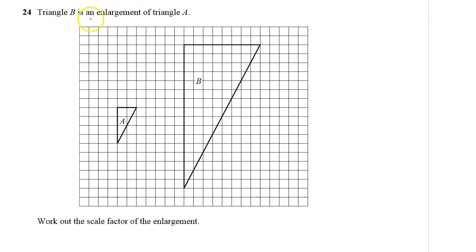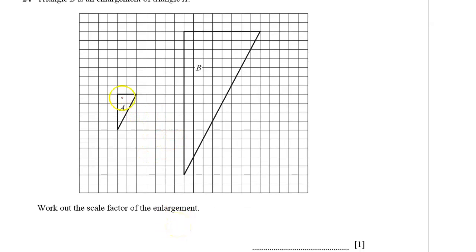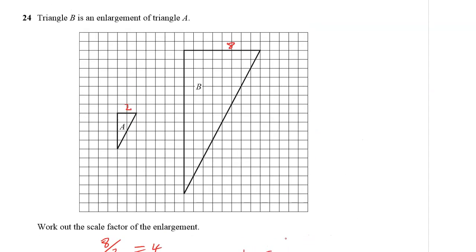24. Triangle B is an enlargement of triangle M. Work out the scale factor of the enlargement. You can see this one is 2 squares, and this is 1, 2, 3, 4, which is 8. So the scale factor is 8 divided by 2, which gives us 4. We call it the linear scale factor. It is 4.